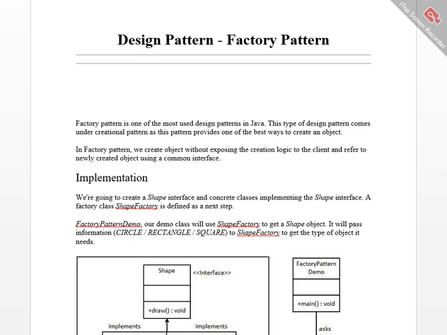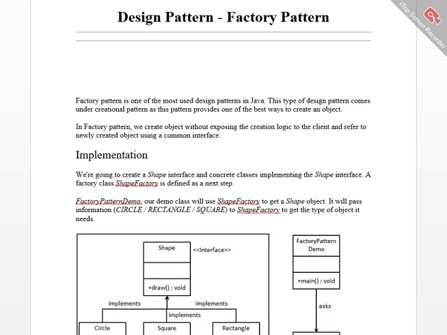Factory pattern demo. Our demo class will use ShapeFactory to get a shape object, and it will pass information, circle, rectangle, square, to ShapeFactory to get the type of object it needs.